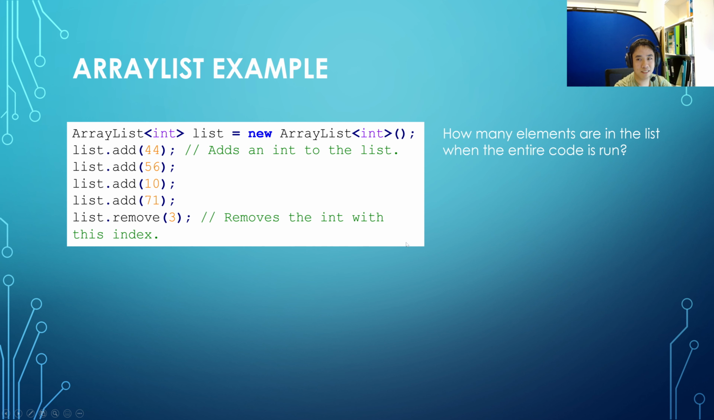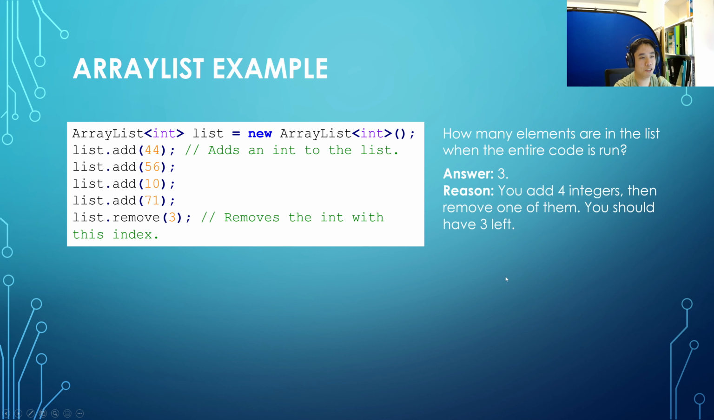You have three, I think, right? Because you remove one, right? Correct. You actually have three. You have four integers and then you remove one of them. When you say remove three, the three is the index, meaning where it's 0, 1, 2, 3, you're removing the last element.